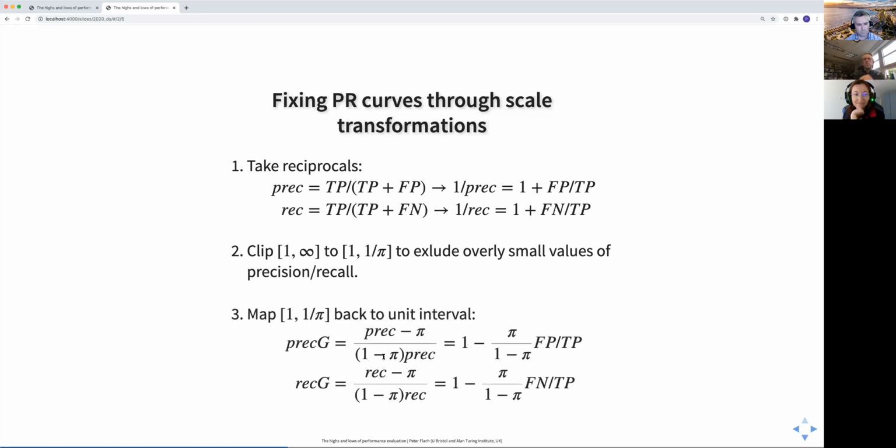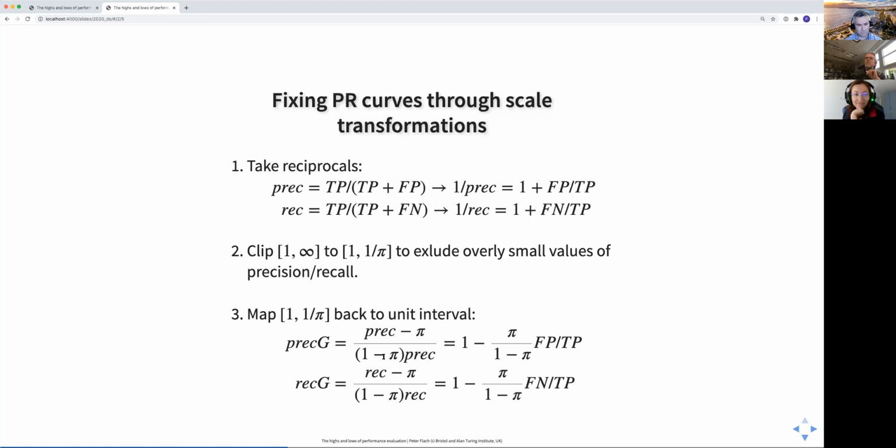And that's what we do here. And then we get these slightly odd looking expressions, which I call precision gain and recall gain. But the nice thing is that we can now do the same transformation for F score, and that transformed F score, which we call F gain, is actually now the nice arithmetic mean of precision gain and recall gain.